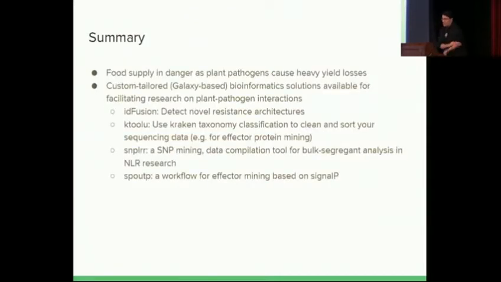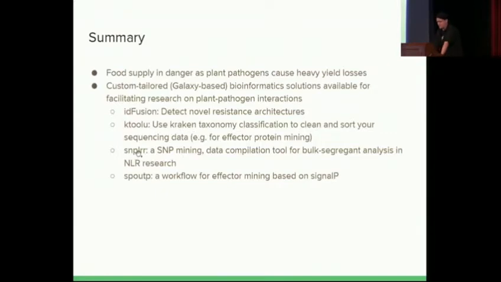So in summary, our food supply is in danger as plant pathogens can cause heavy yield losses. And there are some custom-tailored Galaxy-based bioinformatics solutions to help, hopefully, combat that successfully somehow. So we have idFusion to see whether there are some domain fusions. We have Ktoolu for effector mining, for example.